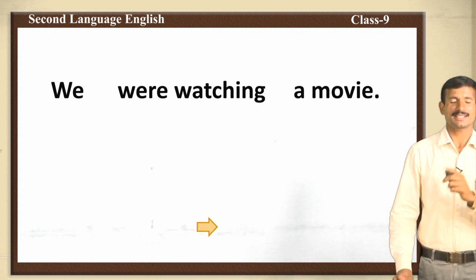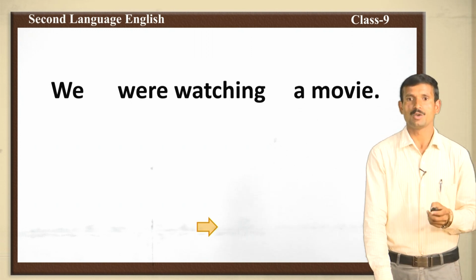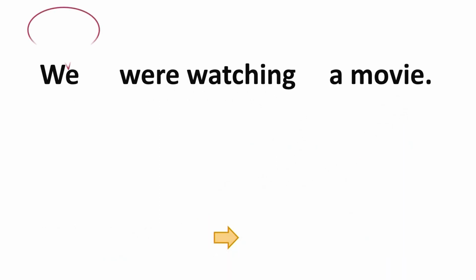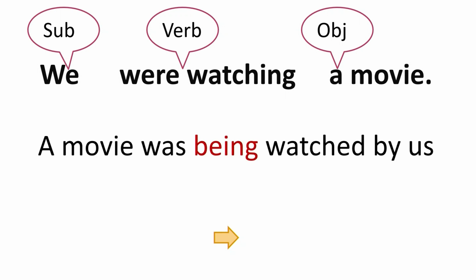Now, let us move to the past continuous tense, past progressive. We were watching a movie. Here it is also a very simple sentence. Here the subject is we, were watching is the verb, a movie is an object. Now, you can change easily. Yes, you are good. Yes, the answer is a movie, a singular noun. So, we should use was. In the continuous tense, we should use the word being. Then a movie was being watched by us.